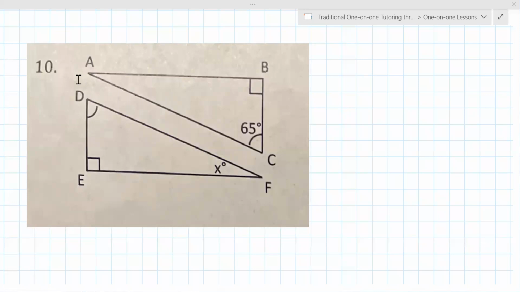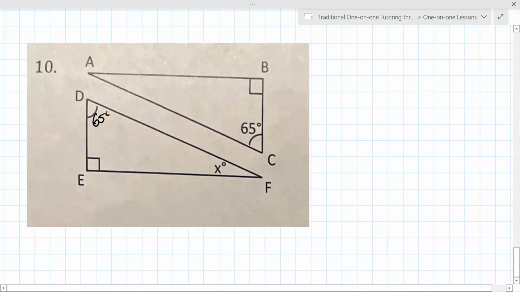I know that angle C. What is the measure of angle C? The measure of angle C is 65. So what's the measure of angle D? 65. Yes, 65 degrees. But we really want to find angle X. That's our focus.